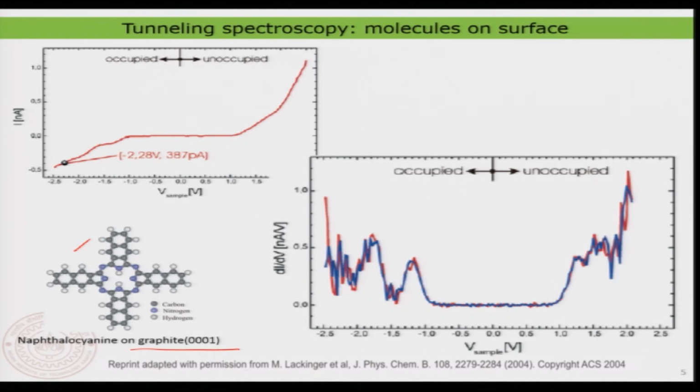And now you measure the current versus voltage. You can see it is measured from minus 2.5 volt to plus 2.5 volt, and you see nice steps in the tunneling current. And if you take the first derivative of this, that is what is more important. The negative side is of course representing the occupied states, and the positive side is representing the unoccupied states.